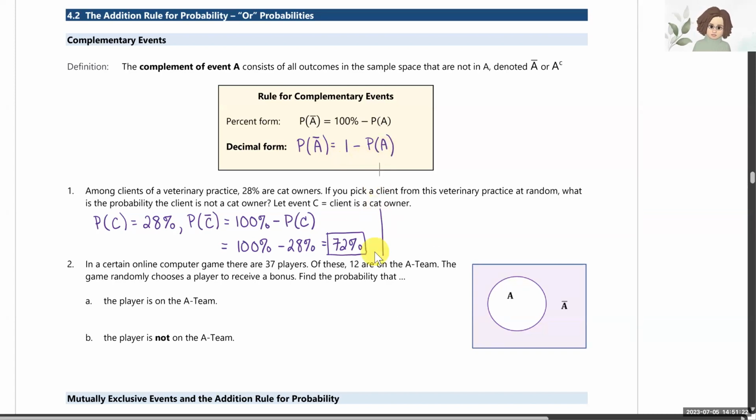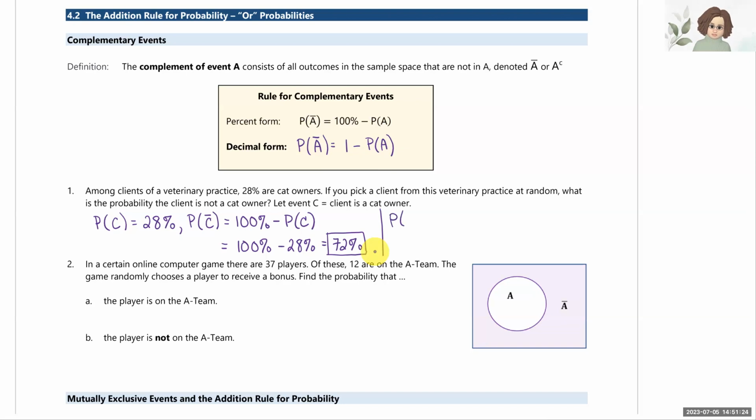So let's just go through this in decimal just for practice. So in decimal, the probability of being a cat owner, 28% is 0.28. So the probability that a client is not a cat owner, it's 1 minus that value as a decimal. And that gives us our 0.72 again, or 72%.